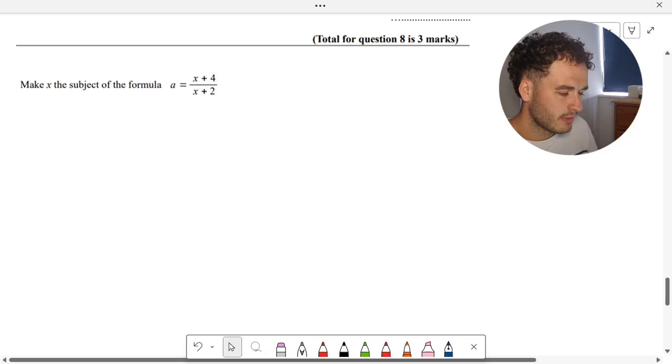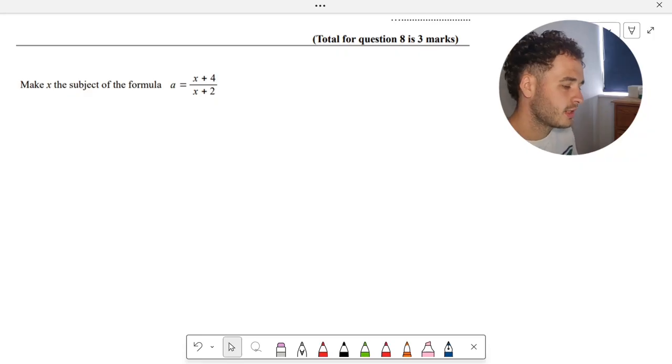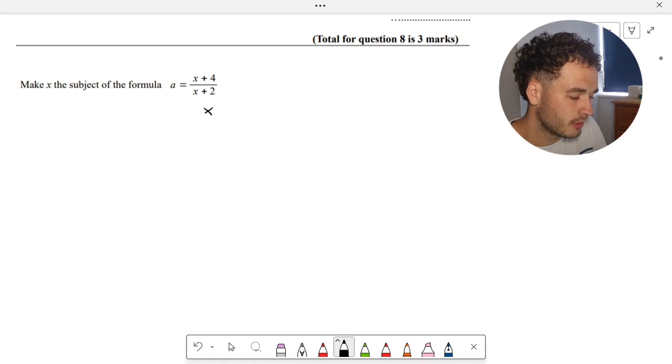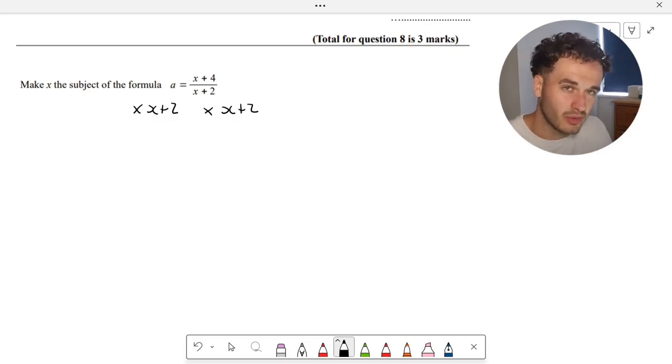Okay, right, let's have a look at another one where we've got multiple of the subject going on in the question. So we need to make x the subject of the formula. This one looks horrific. The first thing to do here is to multiply both sides by x plus 2. Get rid of that fraction. Always get rid of fractions first. Get rid of them, we don't want fractions.